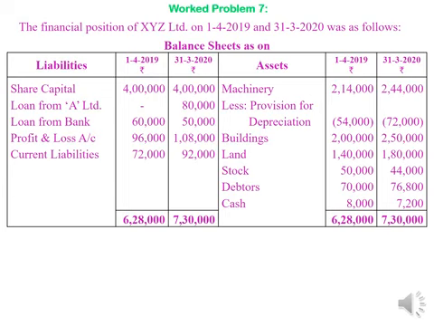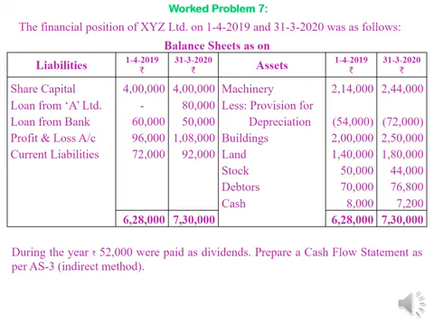From this, provision for depreciation has been deducted, rupees 54,000 and rupees 72,000, as negative figures. Buildings rupees 2 lakhs, rupees 2,50,000. Land rupees 1,40,000 and rupees 1,80,000. Stock rupees 50,000, rupees 44,000. Debtors rupees 70,000, rupees 76,800. Cash rupees 8,000, rupees 7,200. Total of the balance sheet is 6,28,000 and 7,30,000 respectively on opening date and closing date.